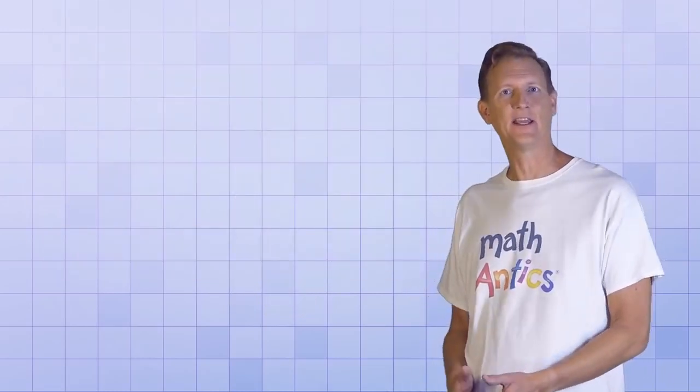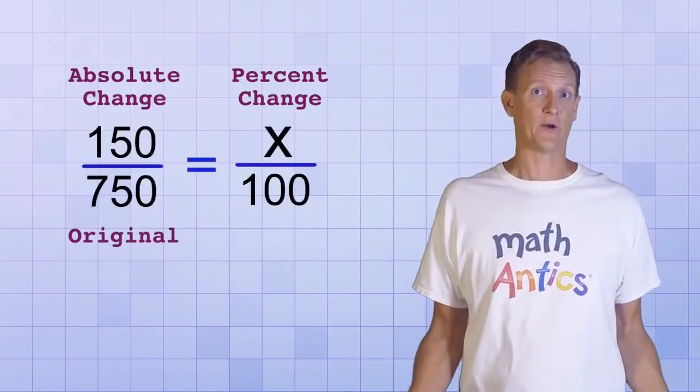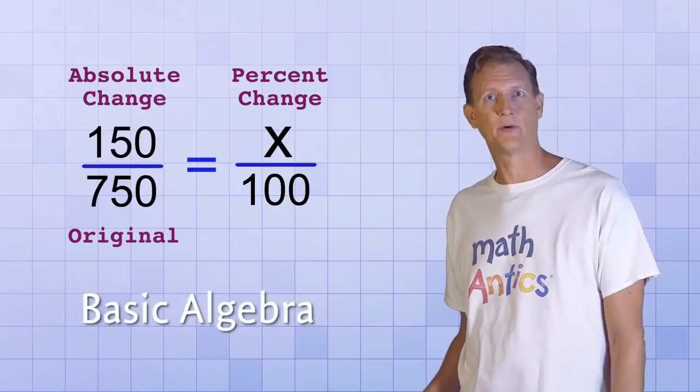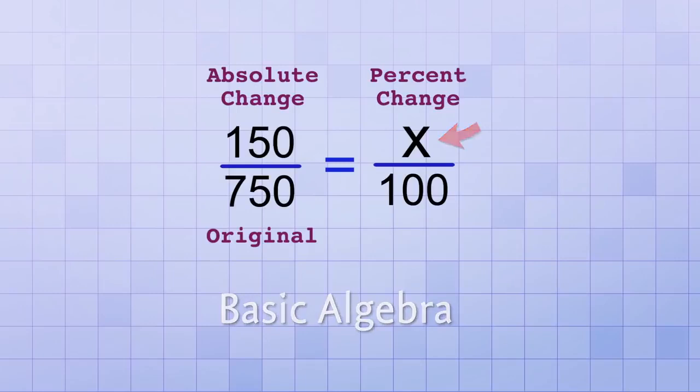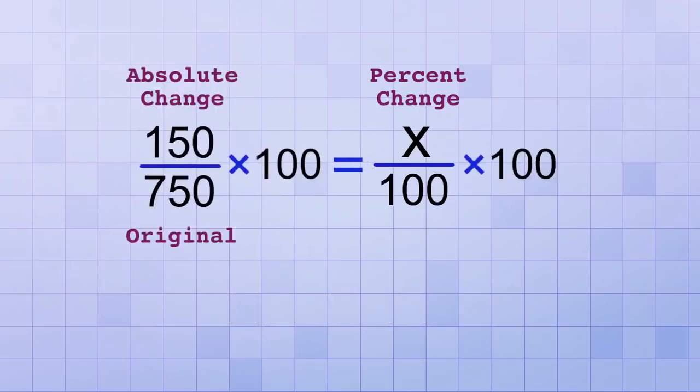Now let's see how we could get that same answer without using a diagram. Using a little basic algebra, we can solve for the unknown value x. All we need to do is multiply both sides of the equation by 100. Doing that gives us x all by itself on this side of the equation because the 100 over 100 cancels out.